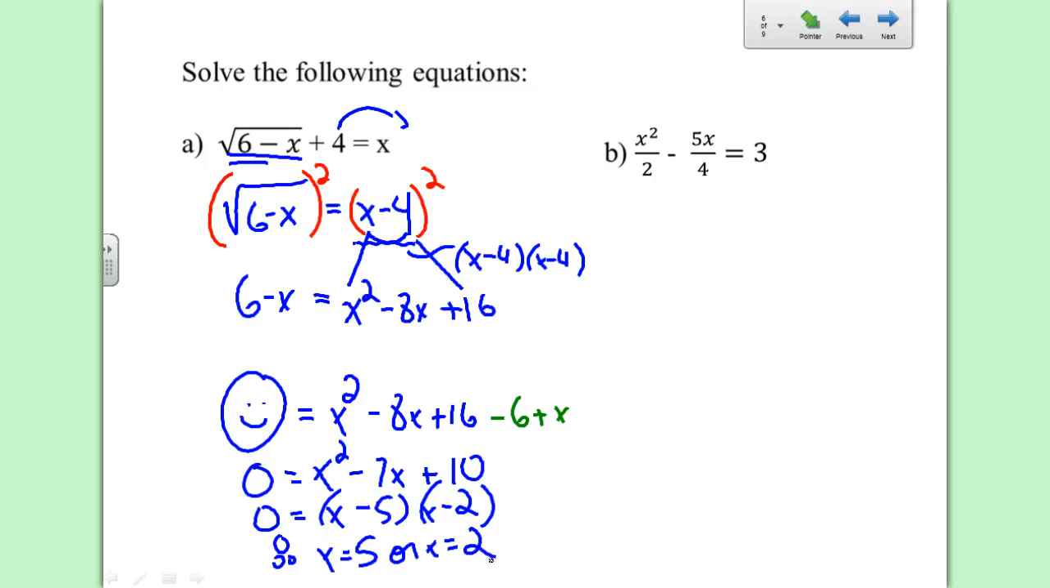Notice I skipped a step there. I didn't write that x minus 5 equals 0 because I can see that if I put 5 there, it gives me 0, okay?